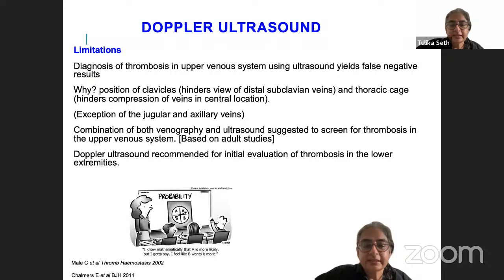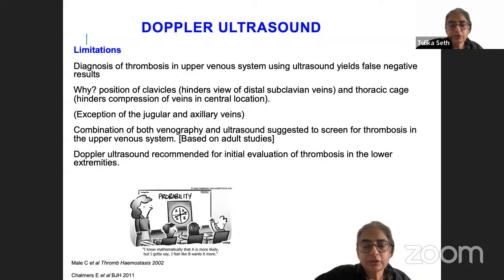Now, how do we investigate? The usual modality that we use for diagnosis is a Doppler ultrasound. But again, in children, it can be difficult, especially for the upper limb. The Doppler ultrasound can often give you a false negative. That's because of the position of the clavicles and the thoracic cage, and everything is just smaller in children, and so you may miss things.